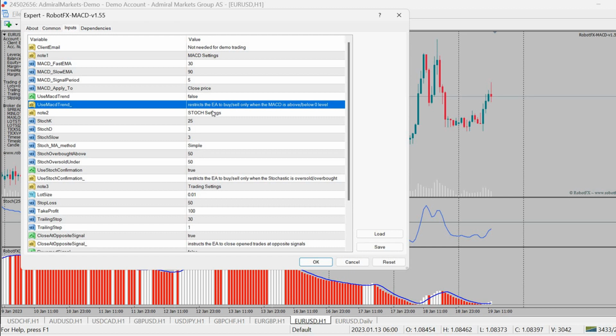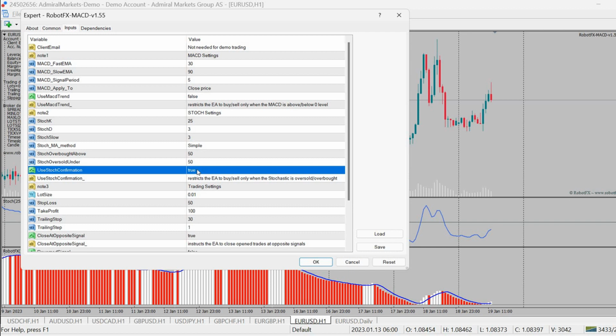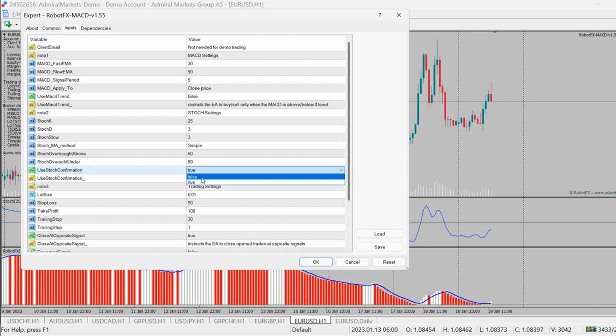Now, next in the settings, there's the possibility to use the stochastic indicator. That's why I have attached it on the chart. I will show you right now, to confirm the signal entries. And this can also be disabled if you don't want to use the stochastic. Set this to false, use stochastic confirmation, otherwise leave it to true.